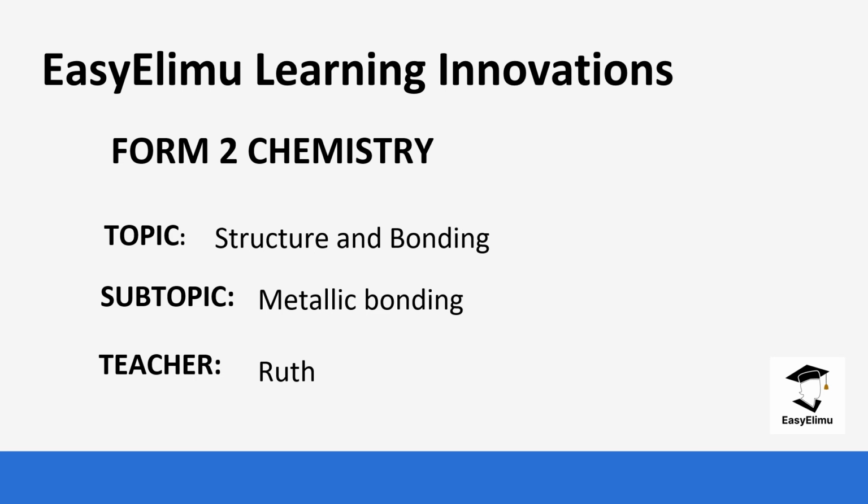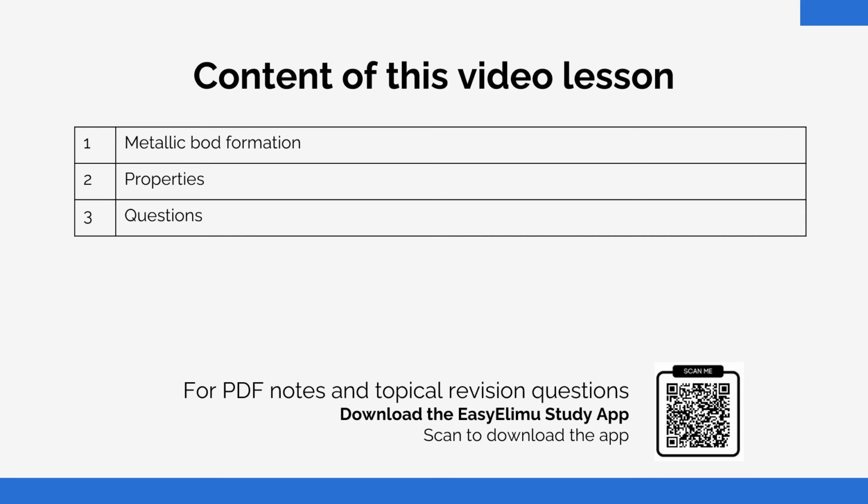And you're going to be doing metallic bonding. Metallic bonding is one of the bonds that is the last bit of the structure and bonding. So previously we talked about ionic bonds and covalent bonds. You can go back and check out the videos on that. So for this lesson, you look at how a metallic bond is formed, and then you look at the properties of a metallic bond and you get to do a few questions in regards to what you're going to discuss.